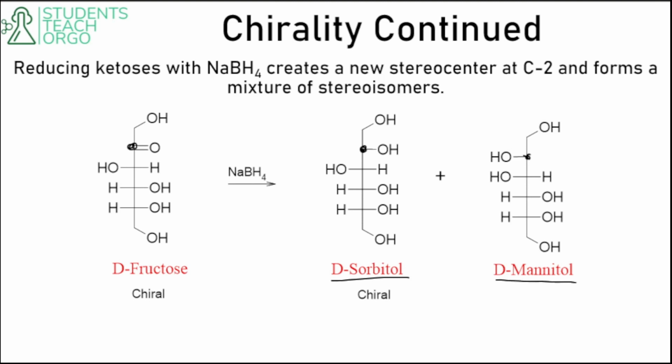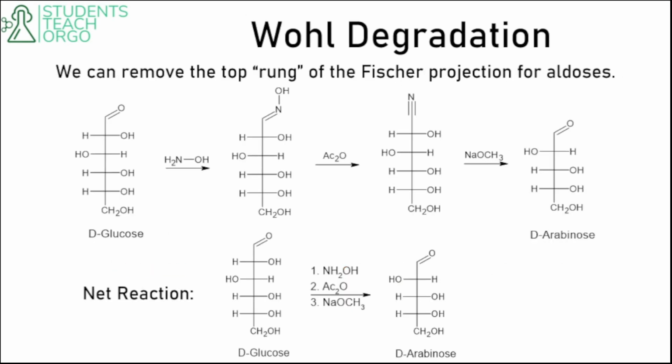D-sorbitol is going to be, if we cut down the middle, let's say if I drew my H here as well, you can say that this is chiral. However, with D-mannitol, D-mannitol is also chiral. No, however, D-mannitol is chiral, okay? Hopefully that makes sense. Let's continue.